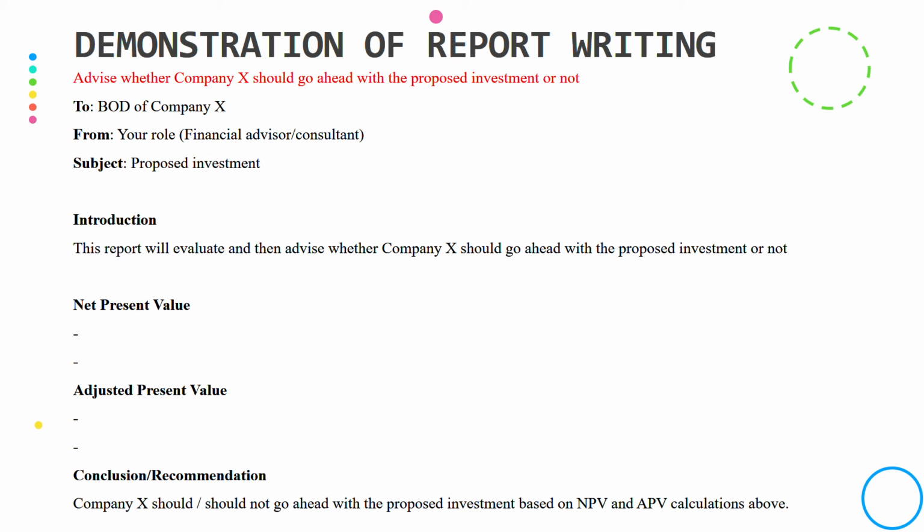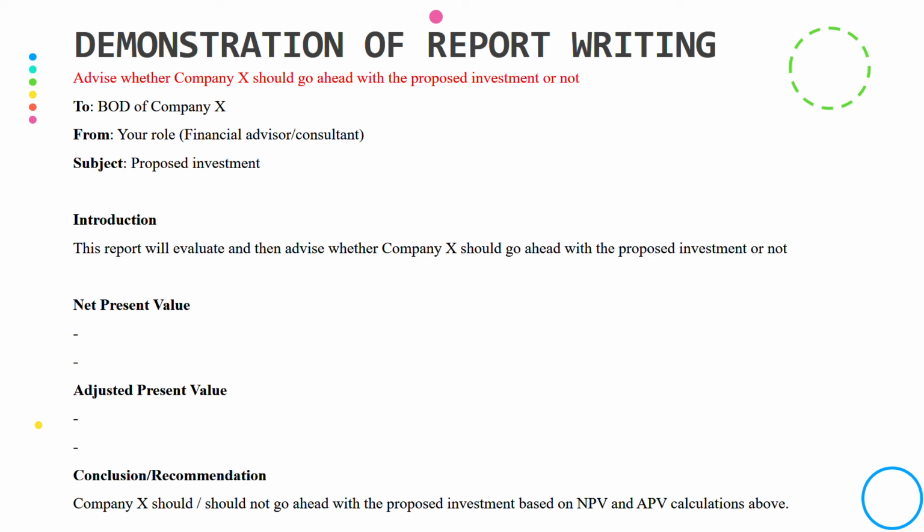So company X should or should not go ahead with the proposed investment based on net present value and adjusted present value calculations above. Your recommendation could be anything. Some will say that they should go ahead with the investment. Some will say they should not go ahead. It's okay. It's your recommendation based on your workings. It is different from person to person.